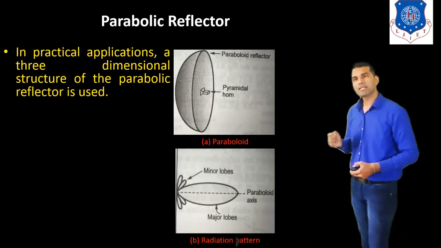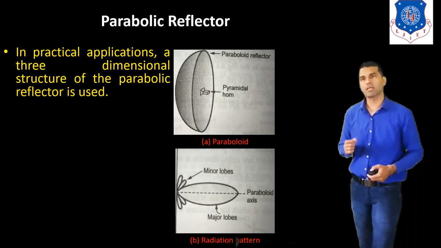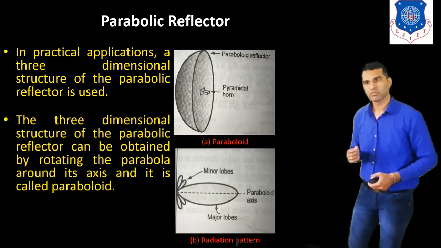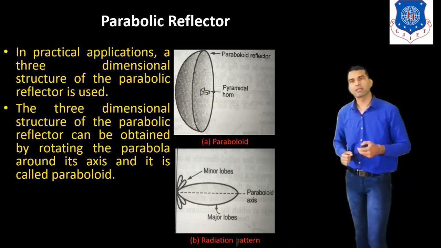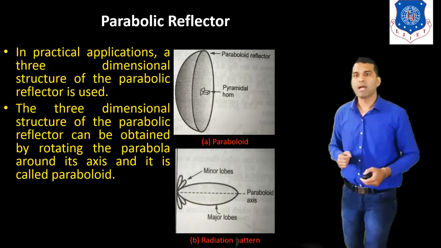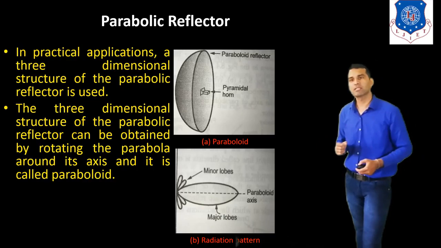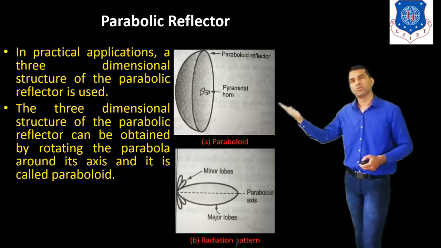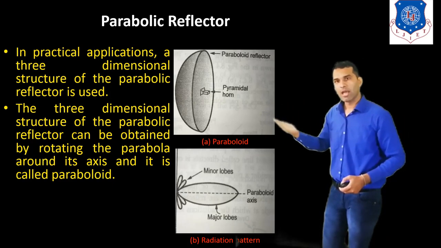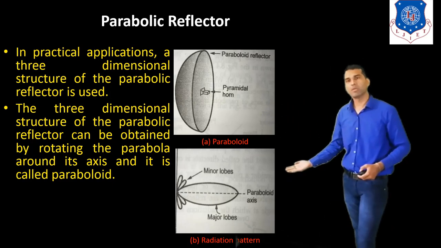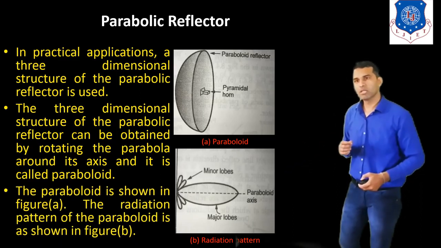In practical applications, a three-dimensional structure of the parabolic reflector is used. The three-dimensional structure can be obtained by rotating the parabola around its axis, and it is called the paraboloid. Here we can see the figure of the paraboloid antenna, and this is its radiation pattern. The paraboloid is shown in the figure.